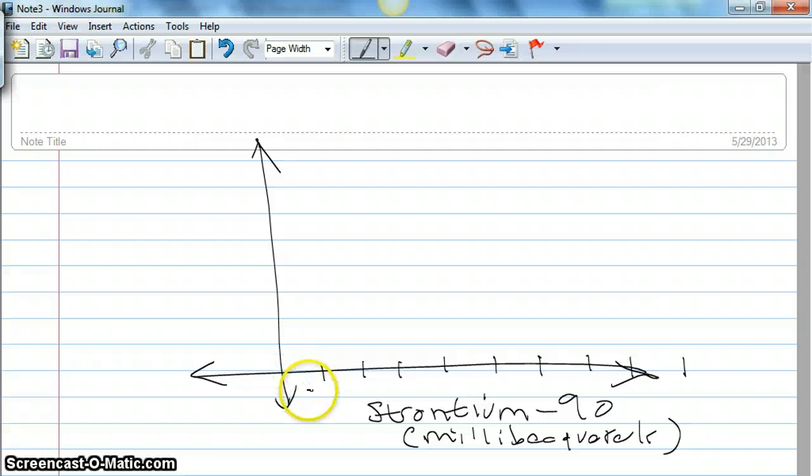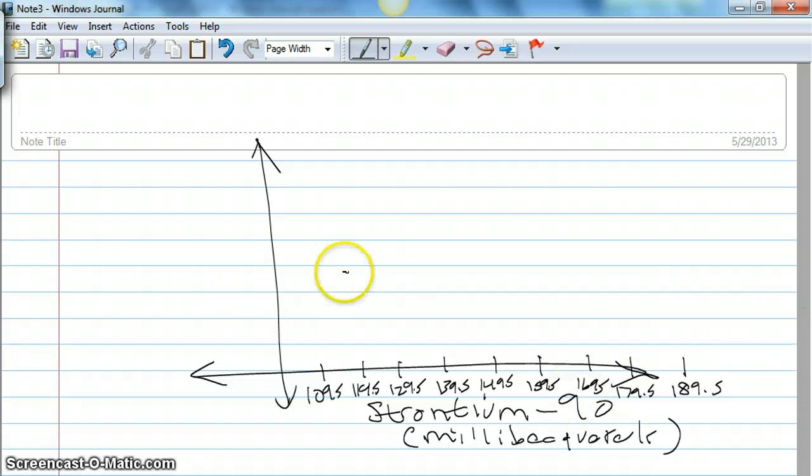So I have 109.5, 119.5, 129.5, 139.5, 149.5, 159.5, 169.5, 179.5, and finally 189.5. So there are our class boundaries.